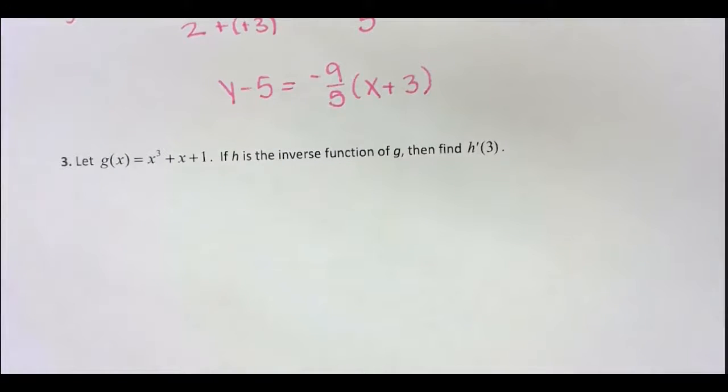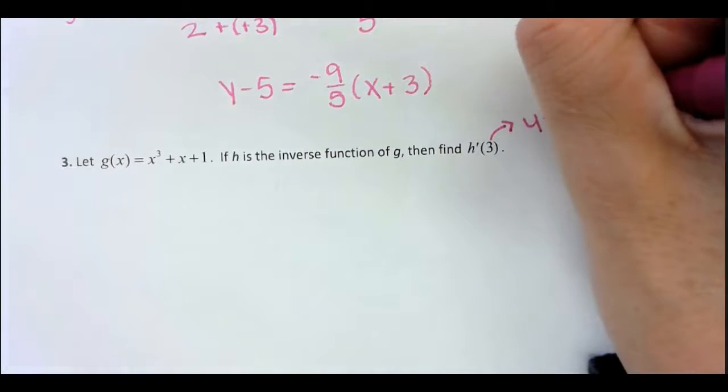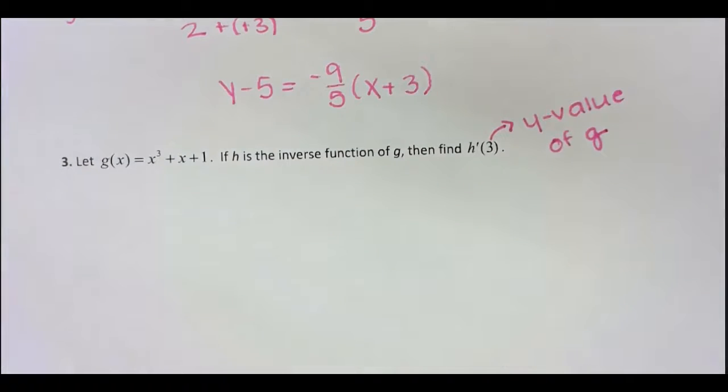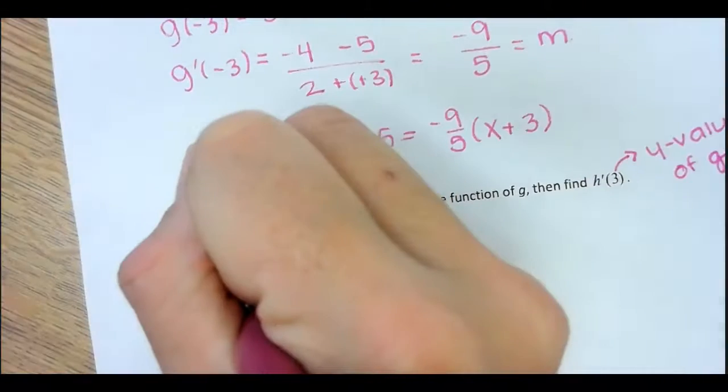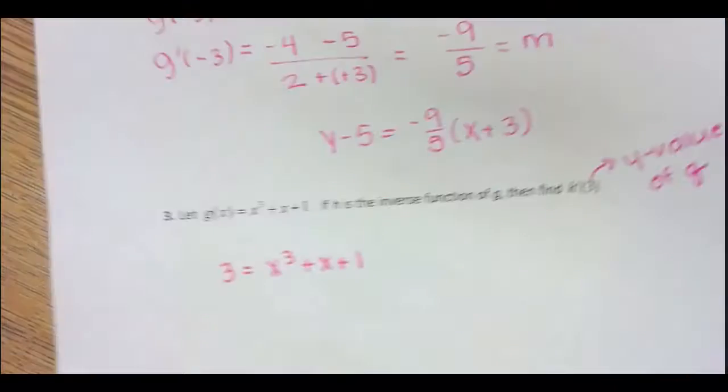Okay. Let g of x equal the following function. Let h represent the inverse of g. Find h prime of 3. So again, if h is the inverse of g, that 3 is like the y value of g. So we need to set 3 equal to x cubed plus x plus 1.